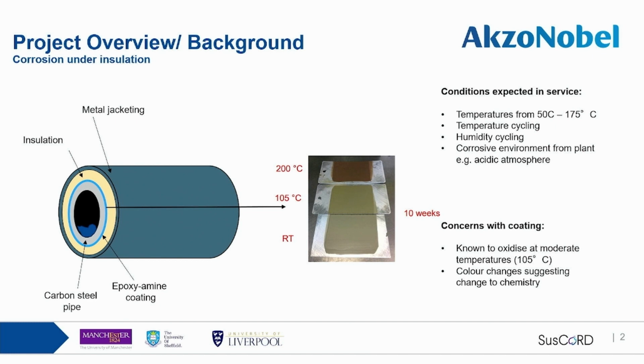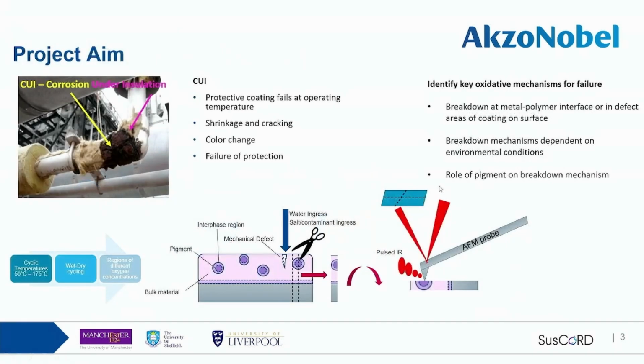And so the coating degrades, as you can see here. This is pictures from AXO, where the temperatures change the coating's colour and has also caused the panel to bend. We know that it starts to oxidise at 105 and there's colour changes. So my project aim is to determine the breakdown mechanism and to determine the influence of the parts of the formulation, including the role of pigments.